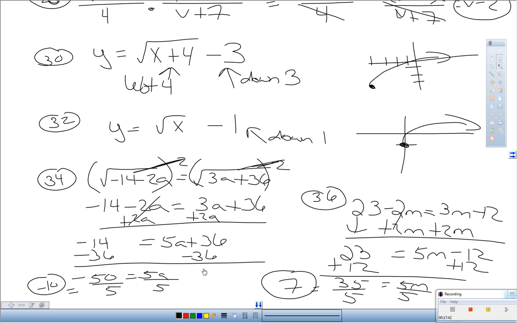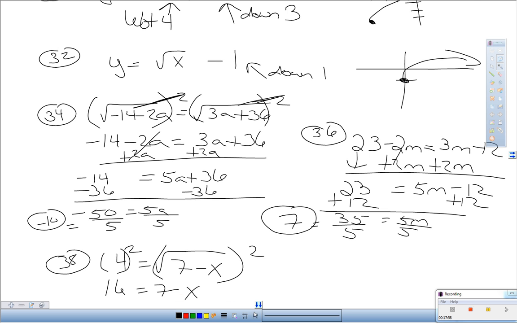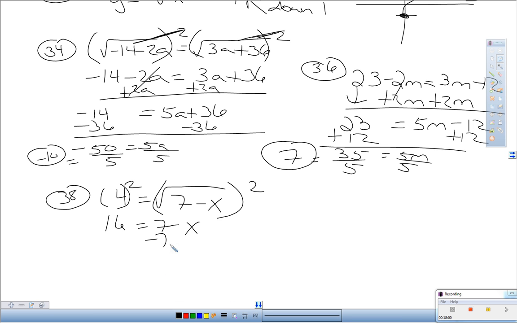Now, 38 is a little bit different. For 38, you've got 4 equals the square root of 7 minus x. So you're still going to square both sides. But look here, you're not going to square it over here. So 4 squared is 16. So you get 16 equals 7 minus x, and then let's subtract 7 and get 9. But then don't forget, you got to divide by that negative x. And so that's why you get negative 9 as your answer for number 38.